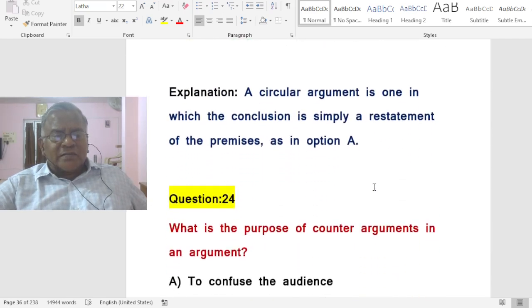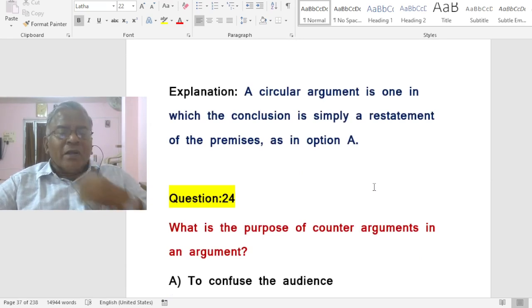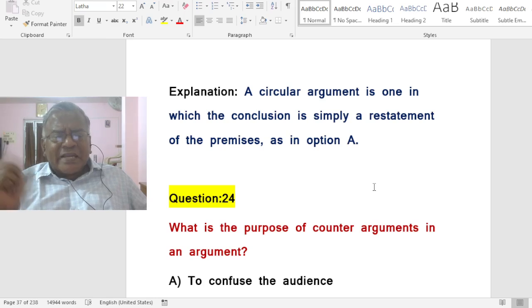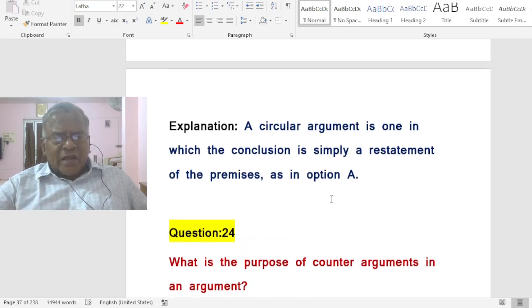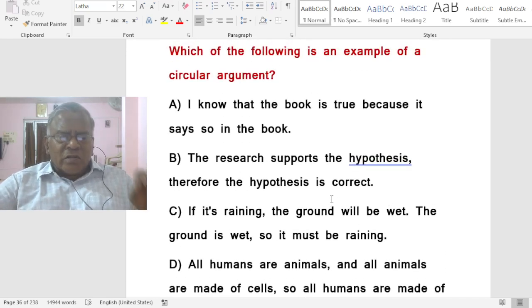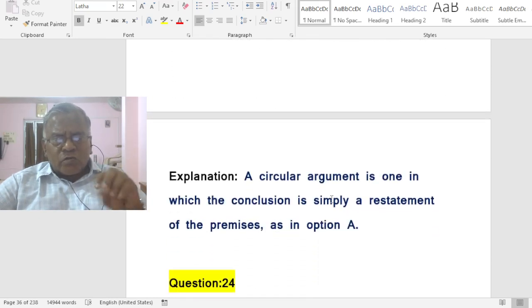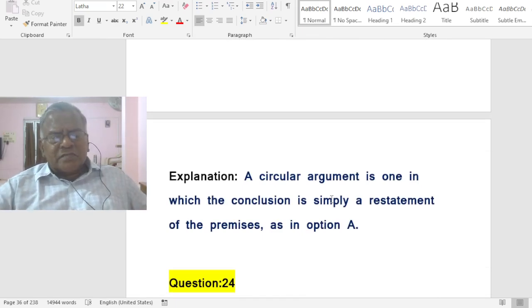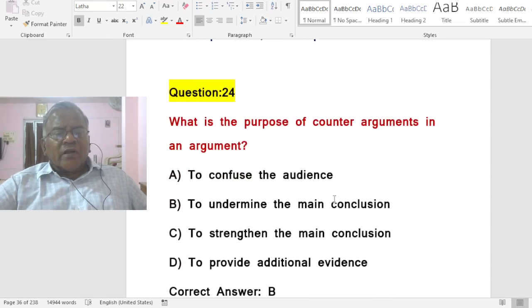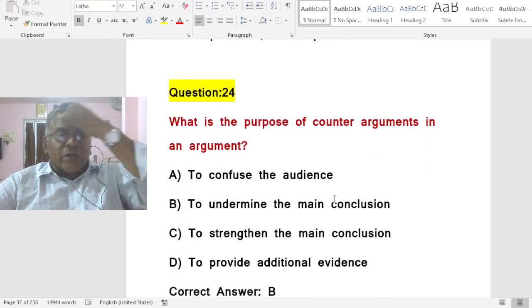I suppose you understand this. A circular argument is one in which the conclusion is simply a restatement of the premises, as in option A. I hope you understand this, no? I know that the book is true, the premise, and then again you are saying the same thing. It says so in the book, right? So a circular argument is one in which the conclusion is simply a restatement of the premises, as in option A.